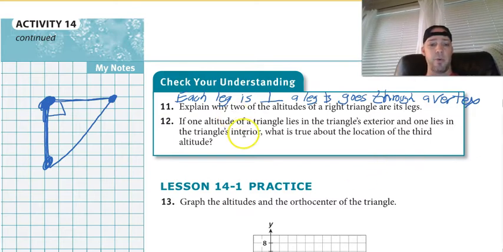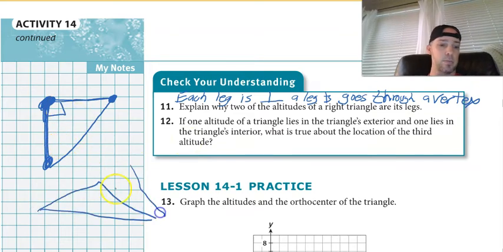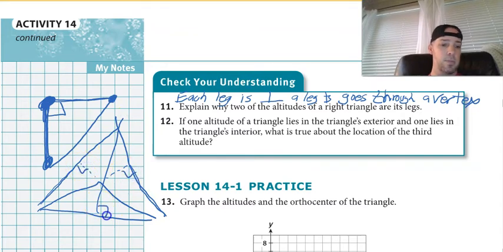All right. If one altitude of a triangle lies on the triangle's exterior and one lies on the triangle's interior, what is true about the location of the third altitude? Well, the third altitude would have to be on the exterior because if one is on the exterior, that means you'd have to extend one of these sides out past the obtuse angle to be able to create a right angle that still goes through the vertex. So the last altitude needs to be on the exterior angle.